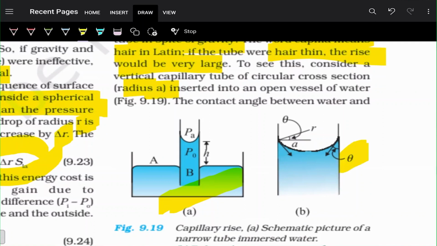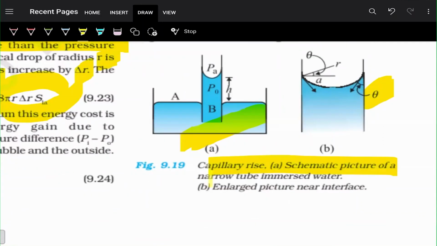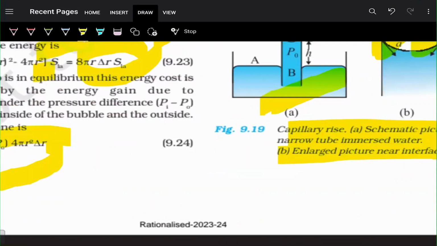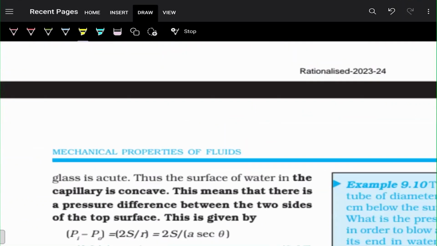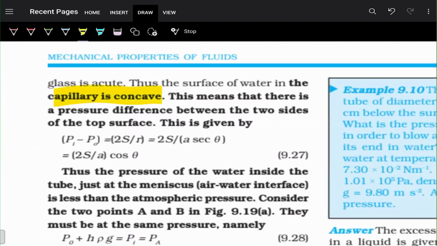This is a schematic picture of capillary rise in a narrow tube immersed in water. This is an enlarged picture near the interface, where we can see the contact angle. The contact angle here is acute. Thus, the surface of water in the capillary is concave. On the concave side the pressure will be lower. This means that there is a pressure difference between the two sides of the top surface.